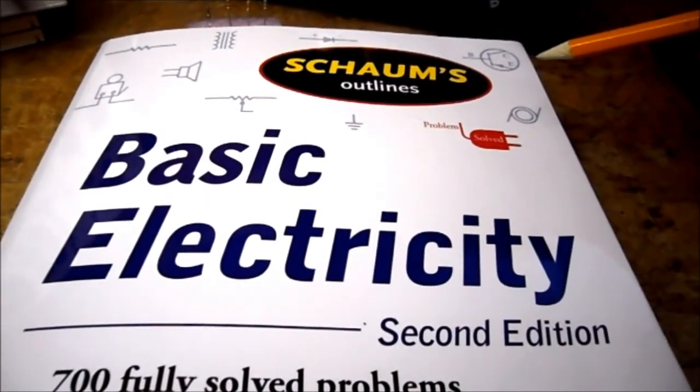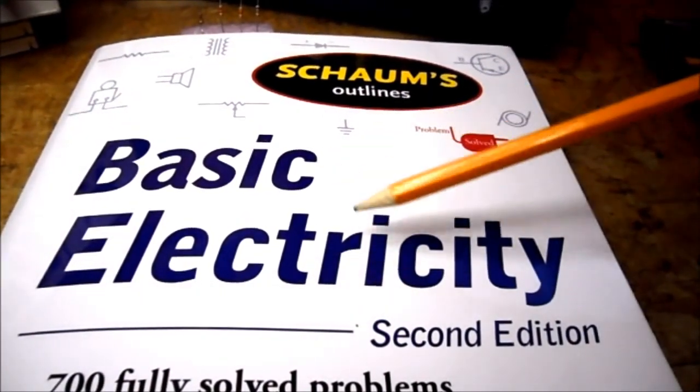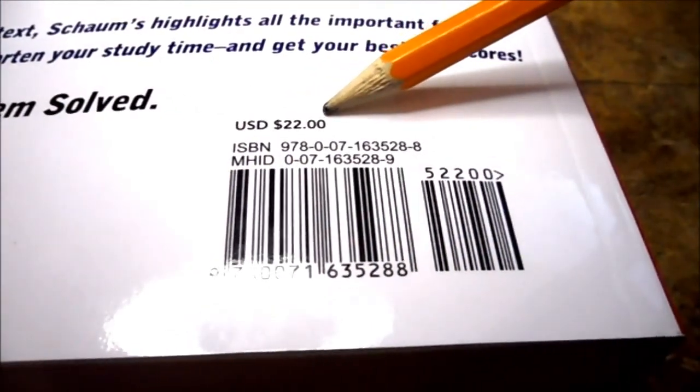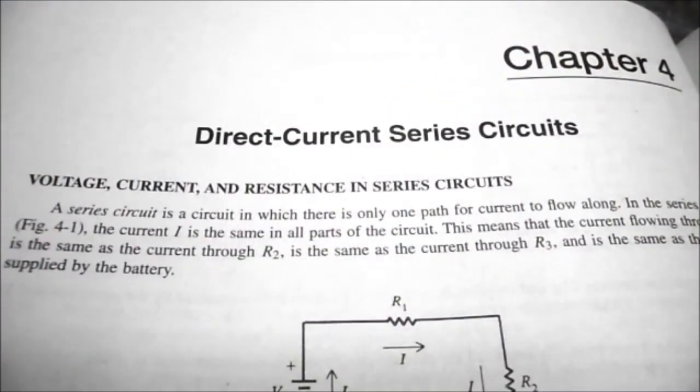So this is the book I'm using for my reference. It's Schaum's Outlines Basic Electricity 2nd edition. And it's only $22 US, so it's fairly inexpensive to purchase. So you can see Chapter 4 is direct current series circuits.